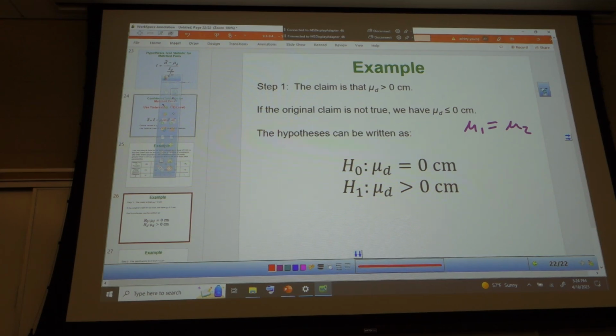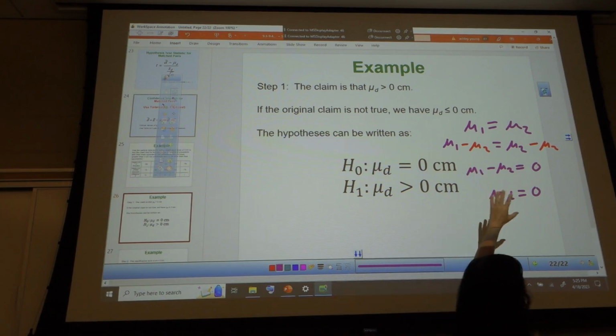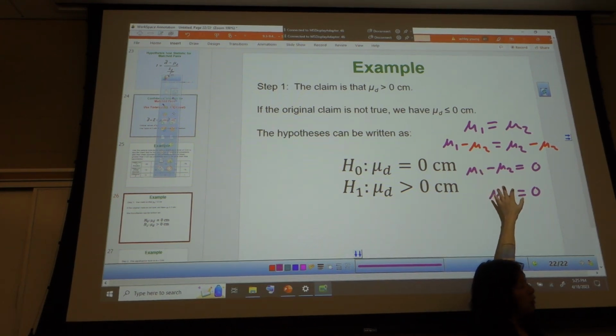So if I were to subtract mu 2 from both sides, I'd have mu 1 minus mu 2 equals mu 2 minus mu 2. I'm just subtracting mu 2 from both sides. On the left side, I have mu 1 minus mu 2. On the right side, mu 2 minus mu 2 is just 0. Good? And then what's mu 1 minus mu 2? That's my mu_d, the differences. So that's where it comes from. It comes from mu 1 equals mu 2, which is the same thing as mu 1 minus mu 2 is 0. And this is my mu_d, the differences.